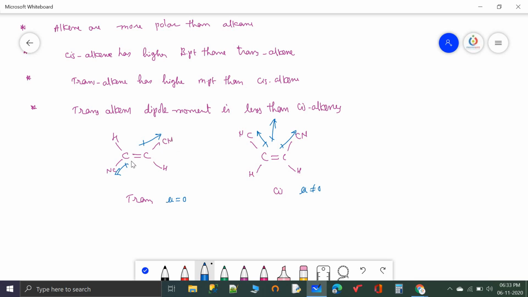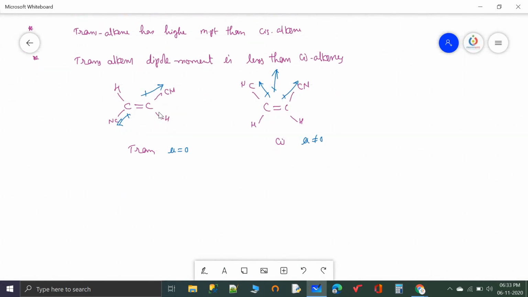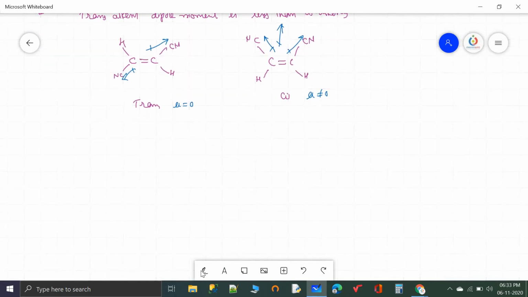For example, if here one group and here another group is there, then the dipole moment may not be equal to 0. It all depends on the type of the groups. So if the same type of groups are located on the opposite sides, then automatically their dipole moment value is equal to 0. And when it comes to the type of chemical reactions, let us see the chemical properties.